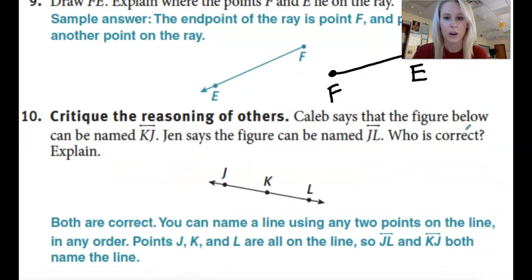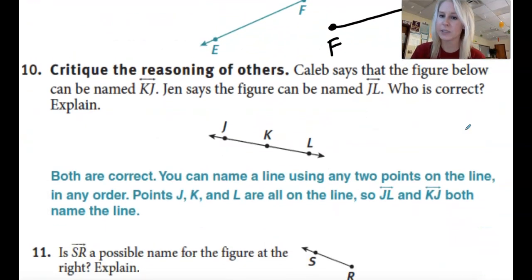Okay. Number 10, Caleb said that the figure below can be named KJ. Jen says it can be named JL, who is correct. Fun fact, they're both correct. You can name a line using any 2 points on the line in any order that you want. Okay, so Caleb said K and then J. You could have said JK, JL, LJ, KL, LK. Lots of things like that. You just cannot name it line KJL. So we don't need 3 points. We need 2. Pick your favorite 2 and you're good.